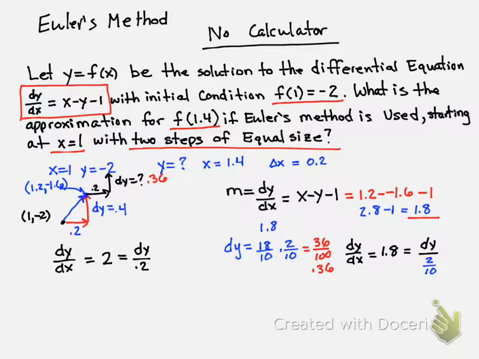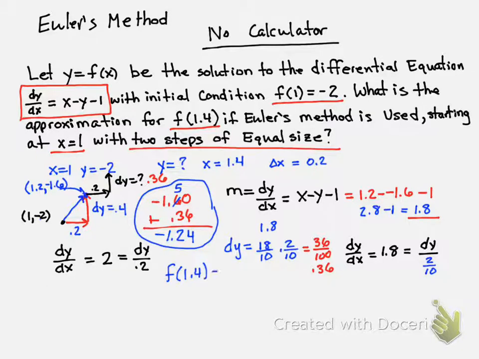0.36. Well, we're going up 0.36 from -1.6. So we had -1.6, or -1.60, and we're adding to that 0.36. A little bit of math work back from 5th or 6th grade gets us -1.24. That is our estimation of f of 1.4.